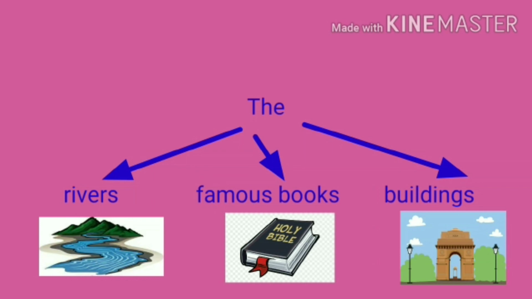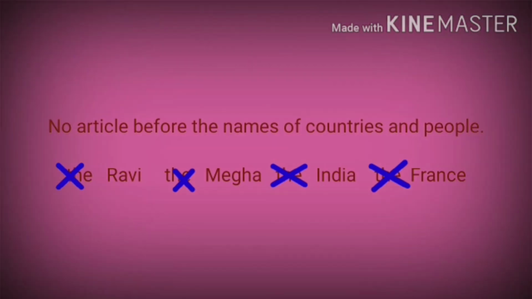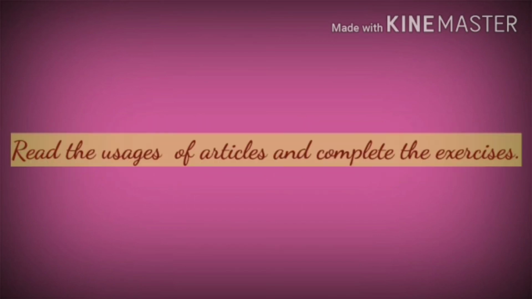We also use the before the names of famous buildings. For example, the Taj Mahal, the India Gate, the Red Fort, etc. Children, we do not use any articles before the names of countries and people. For example, not the Ravi, the Megha, the India, the France, like that.